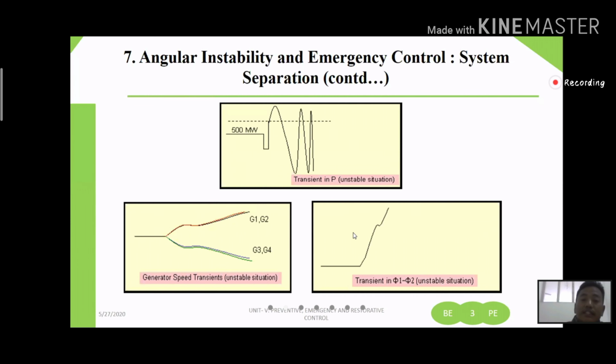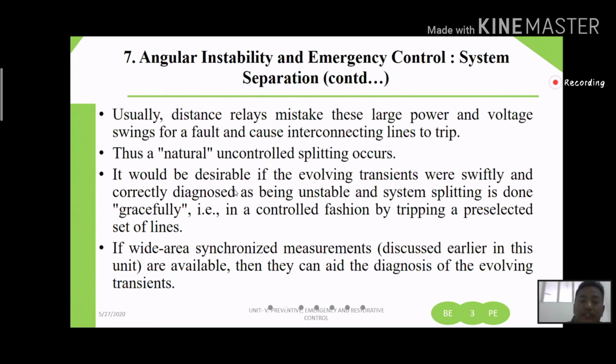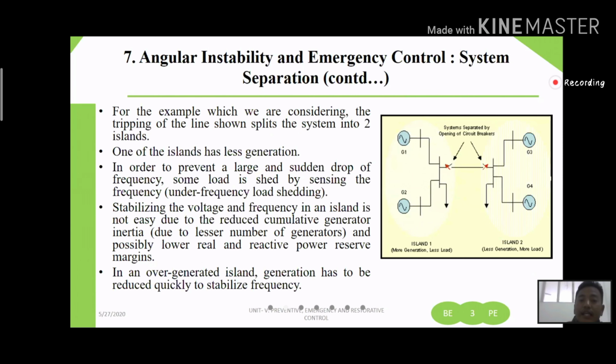So now, in such case, we have to carry out the emergency control. Okay, this is just an explanation that has been given here. Now how to carry out the emergency control? In such case, there are two ways in which we can carry out the emergency control. The first one is that we have to make island one and two. Okay, but how will we make it an island?